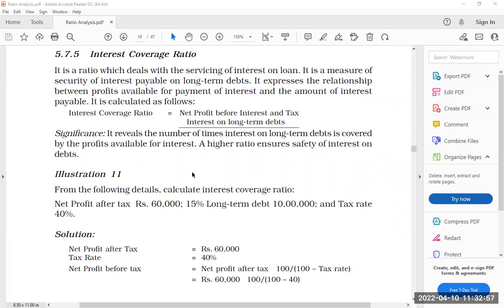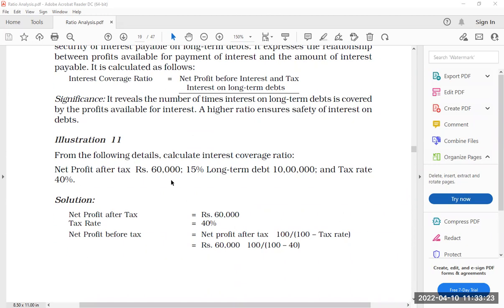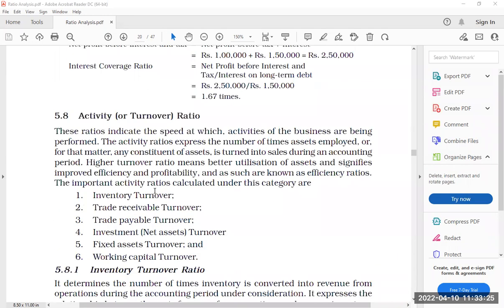Where can you find interest? In the note number. Under the finance cost, if you refer to the P&L account, finance cost will have one note number. That note number you have to check in the working note. That note will talk about the amount of interest payable on long-term debts. So that relationship you have to find out. Okay, any doubt up to these 2 families of ratios?